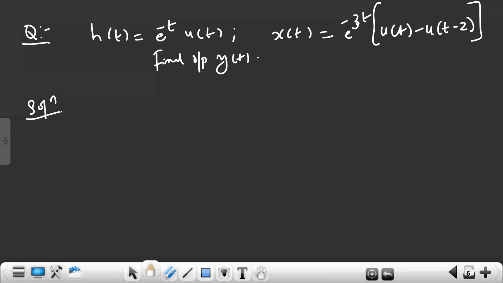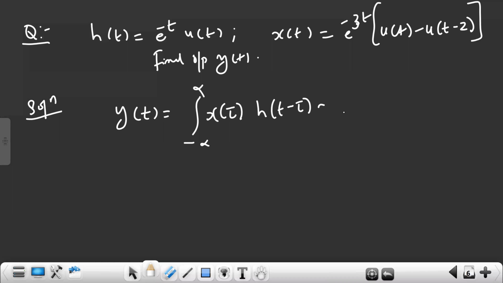So tell me the equation for y of t. Maheshwar Reddy, tell me the equation for output y of t. Unmute and speak. Y of t is integral of x of tau into h of t minus tau. Don't forget to put d tau. So integral minus infinity to infinity x of tau h of t minus tau d tau. So this was the equation for finding output y of t.